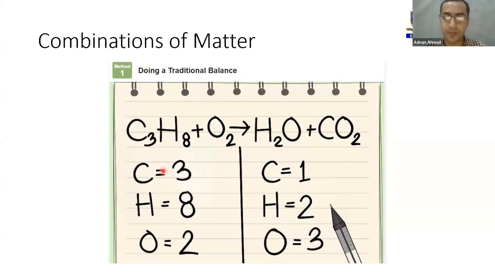So the first step is that you identify the type of atoms that we have. So we have 3 different types of atoms. We have carbon, we have hydrogen, and we have oxygen. So you write it down like this.